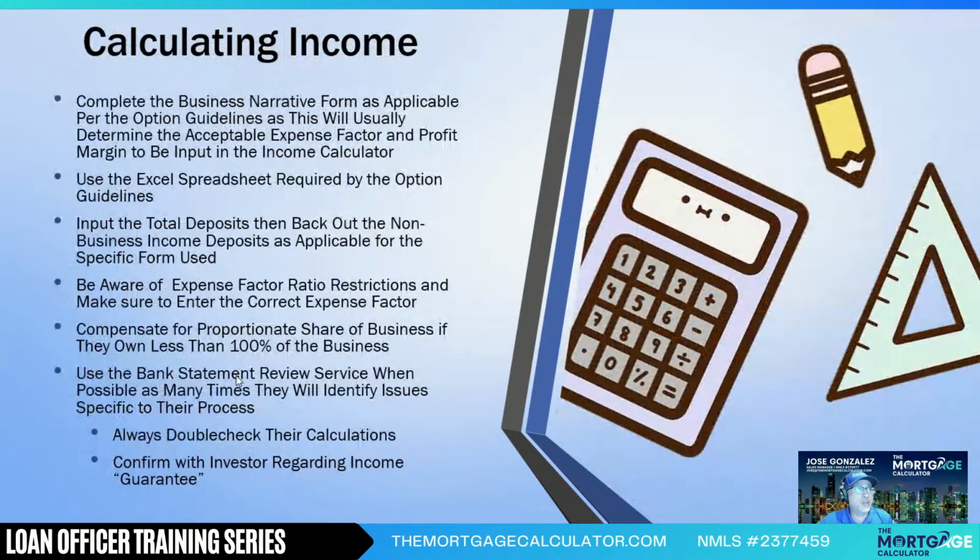So calculating income, right? This is where it gets interesting. Make sure that you complete whatever business narrative form, and the borrower usually has to complete it and sign it as may be applicable per the option guidelines, and this will usually determine the acceptable expense factor and profit margin to be input in the income calculator. That's a mouthful, right? And I'm going to show you what I mean right here.